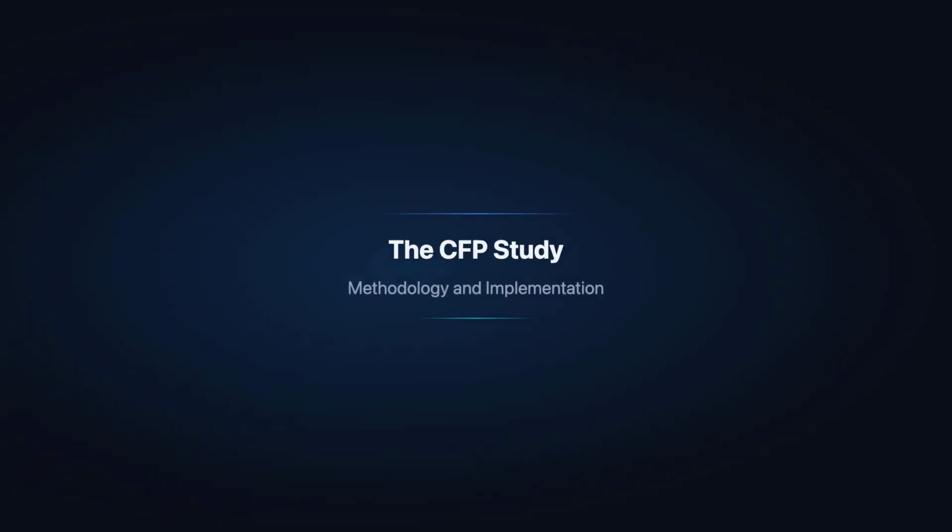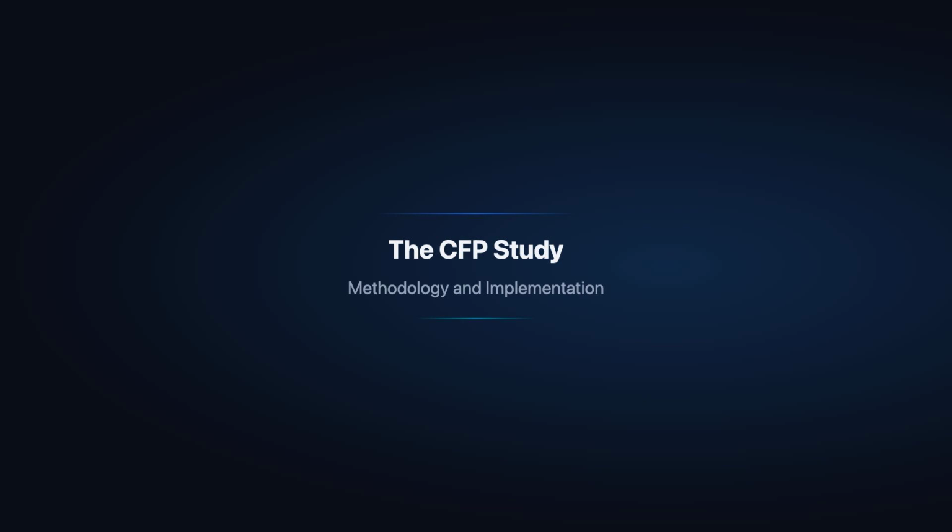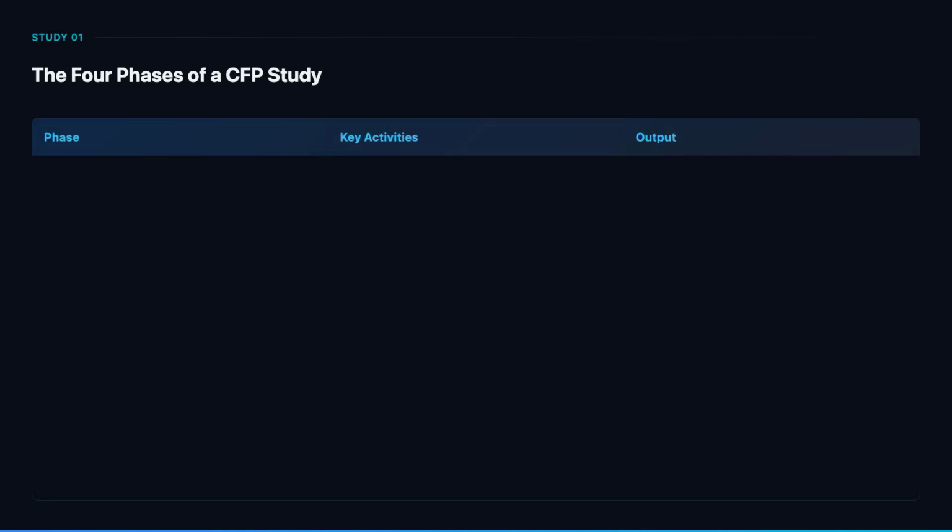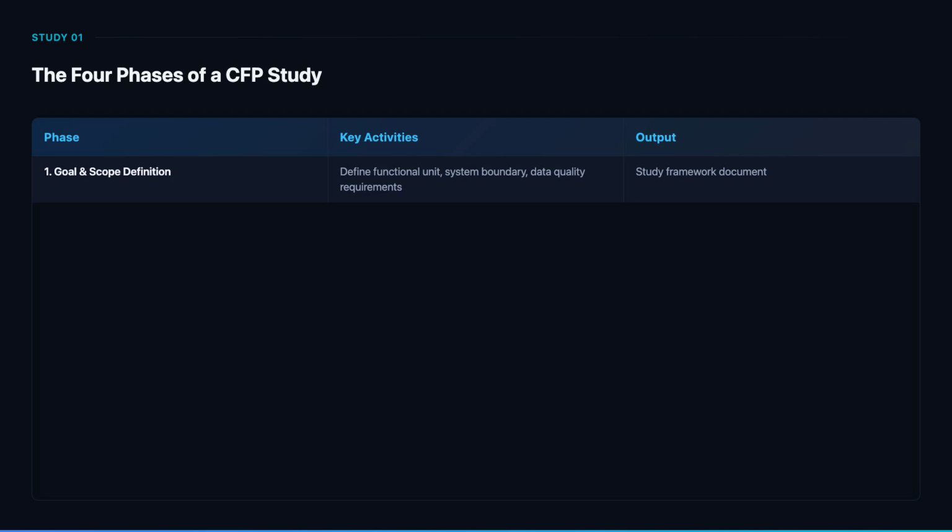Now let's walk through the 4 phases of conducting an ISO 14067 carbon footprint study, from goal definition through reporting. ISO 14067 follows the 4-phase life cycle assessment framework from ISO 14044, applied specifically to greenhouse gas emissions. Phase 1 defines the goal and scope of your study.